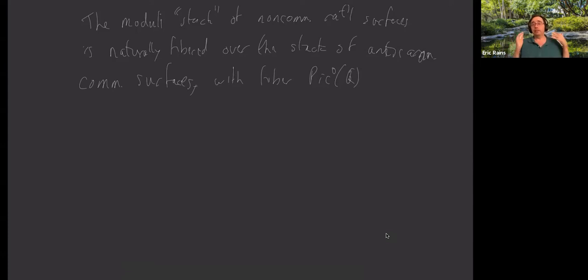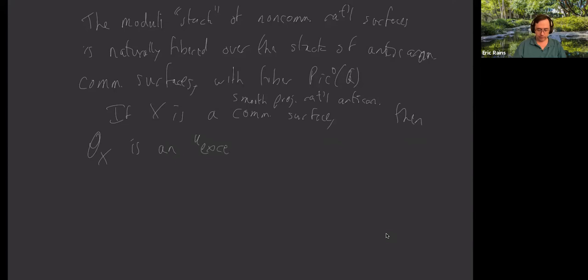Now, there's a very nice description of what's going on here in terms of the derived category. So if X is a commutative surface, so smooth, projective, rational, anticanonical surface, well, then the structure sheaf is what's called an exceptional object.